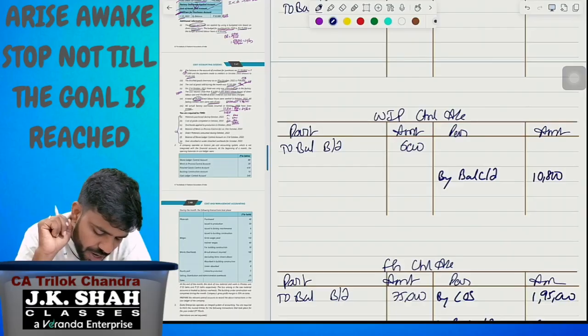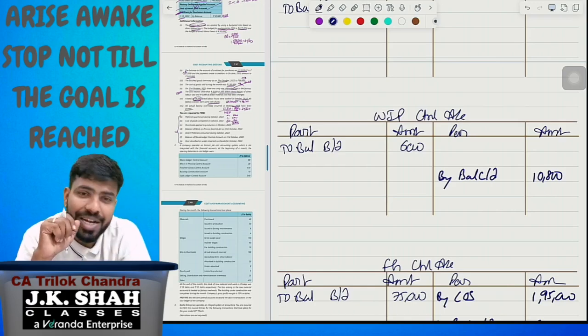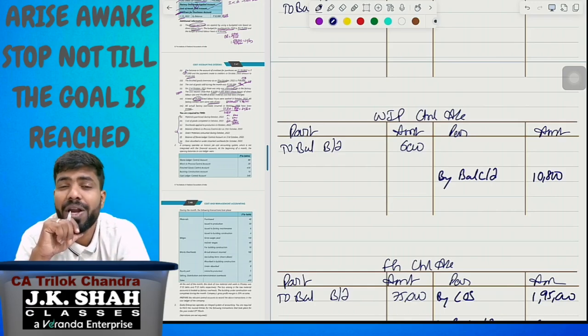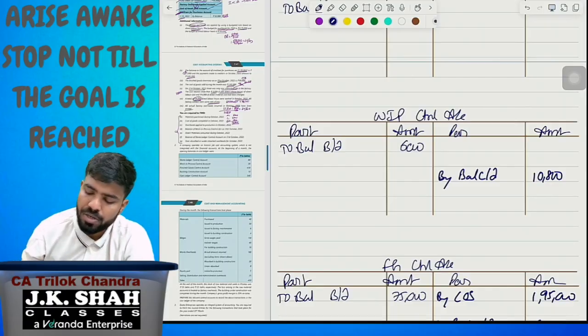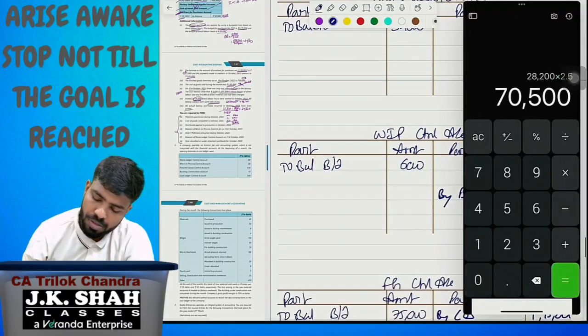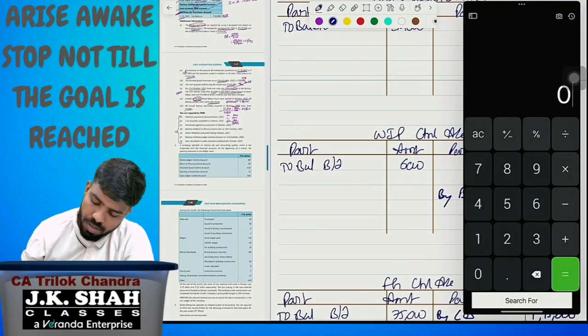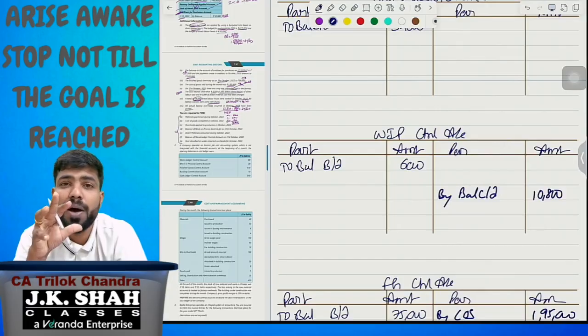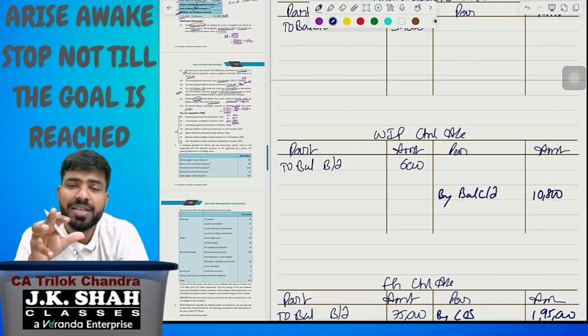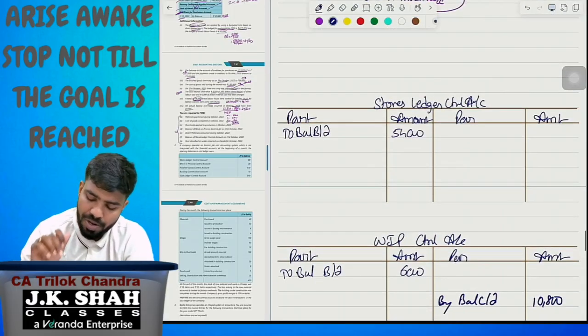Next, point number 6. It is about total labor hours in October 2022 given under the common rate. What is the rate of labor? What is the labor cost rate? 2.5. Total labor hours is how many? 28,200. So 28,200 into 2.5 equals 70,500, which is the wages absorbed. So we'll write in the WIP account.